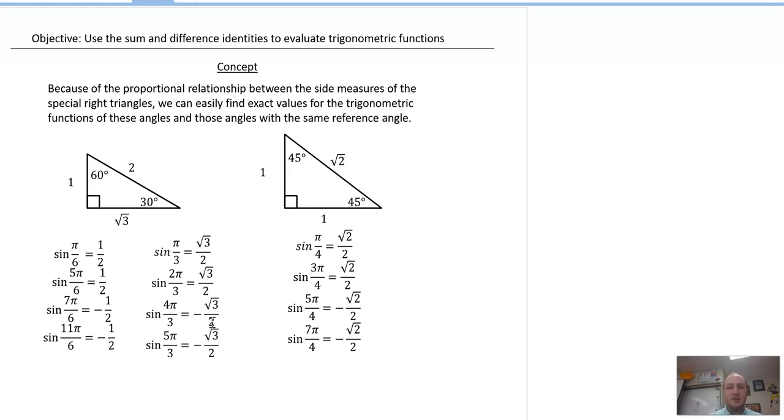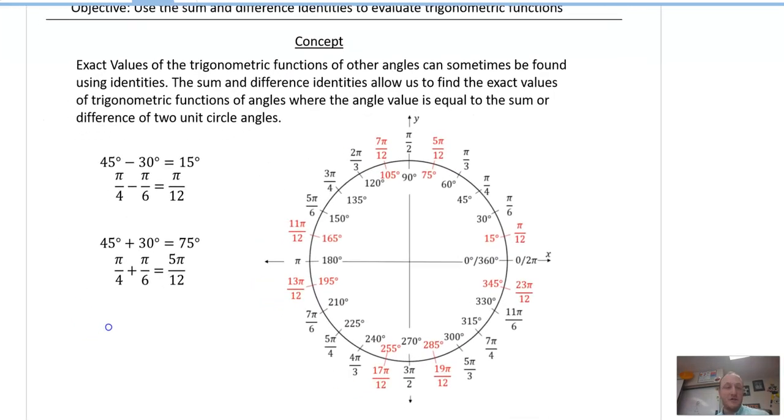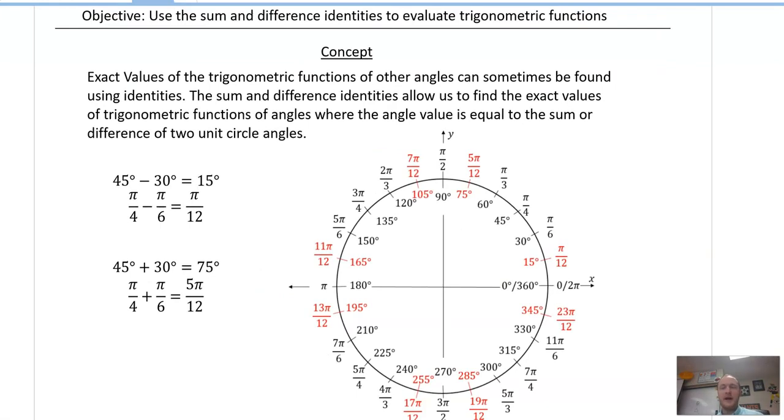But what if I didn't use pi 6? What if I didn't use pi 4ths? What if I didn't have pi 3rds? Let's look at considering different angles that are maybe made up of our unit circle angles. Exact values of trigonometric functions of other angles can sometimes be found using identities.